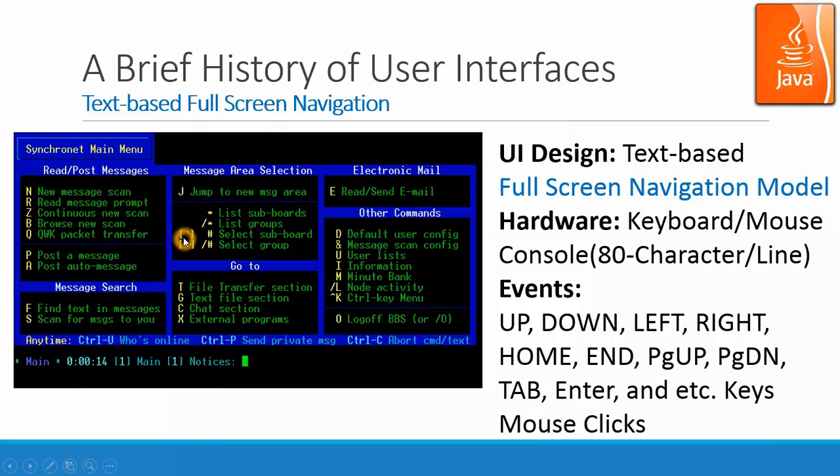So you can put somewhere here to enter some input. And the hardware is keyboard, mouse, and console, that's the screen. An event has up, down, left, right, home, end, page up, page down, tab, enter, and other keys. And also has the mouse click.